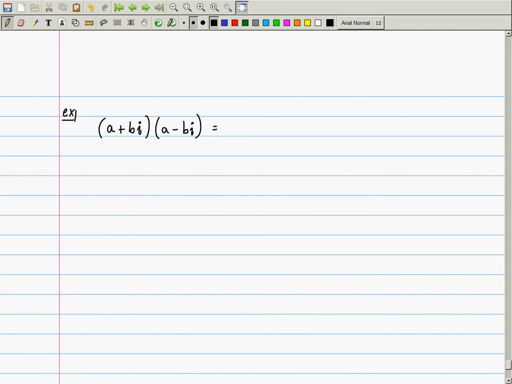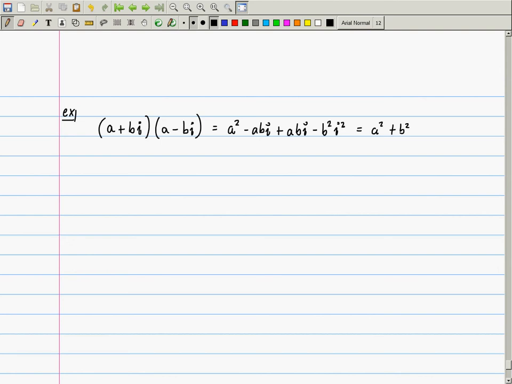You get a squared. You get a squared minus abi plus abi minus b squared i squared. Right, so you can see that the plus abi and the minus abi cancel, and then b squared i squared, where i squared is negative, is actually positive b squared. So this is a squared plus b squared. Well, that's nice. So now this should be a slight reflection of something.